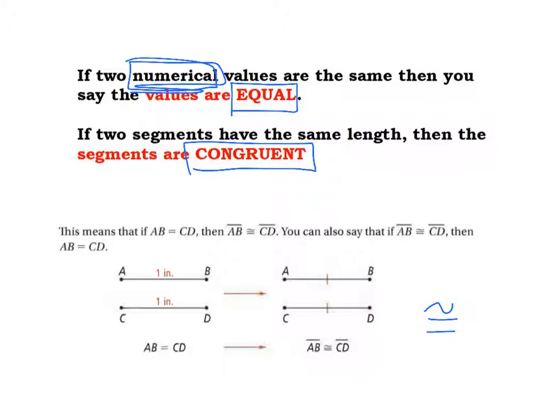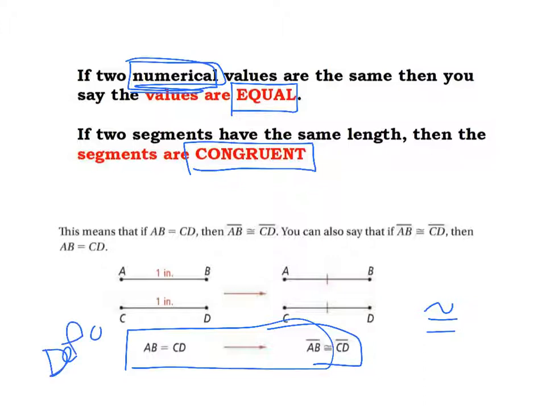We call that the definition of congruent. This concept right here, that if they are equal to each other, then they are congruent to each other. All right, so if that's the case, that's considered the definition of congruent.